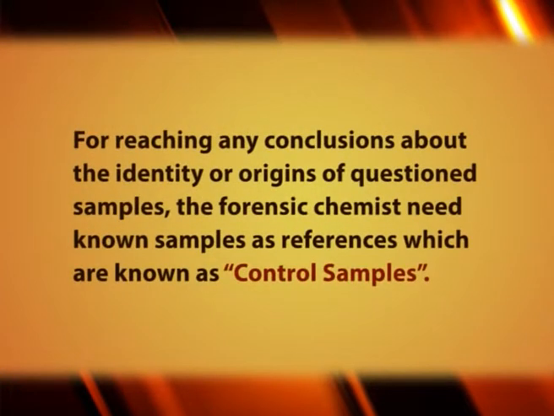To reach any conclusions about the identity or origin of these questioned samples, the forensic chemist needs known samples as references, which are known as control samples. A control sample might be collected as part of the evidence, for instance, a hair sample collected from a suspect.